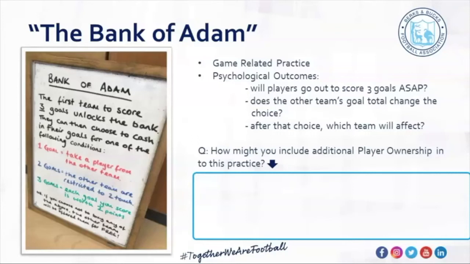So are they going to go and run out and try and score 3 as soon as possible? Or are they going to go, do you know what, we'll just hold fire a little bit because the other team might come at us a little bit. We're just going to play it safe. So what other additional player ownership things could you have in there in that game? Add them to the box if you can. That's a bit small, but if you can get stuff in there, great.